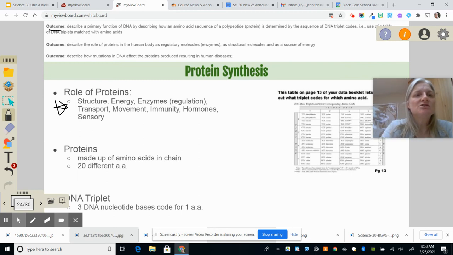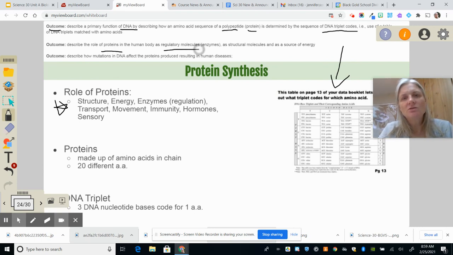So here are outcomes. Describe the primary function of DNA by describing how amino acid sequences of a polypeptide, which is the same thing as a protein, is determined by the sequence of the DNA triplet codes. So we have to use the table on page 13 here to match those DNA triplets to find the amino acids that make up a protein. And then describe the role of proteins in the human body as regulatory molecules, so like enzymes, structural molecules, and sources of energy. And then the last outcome, mutations. That one we cover in the next slide. You can ignore that one for now.